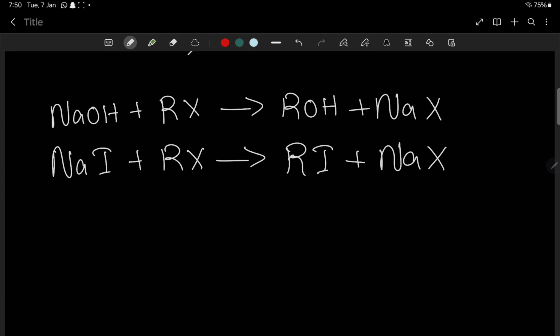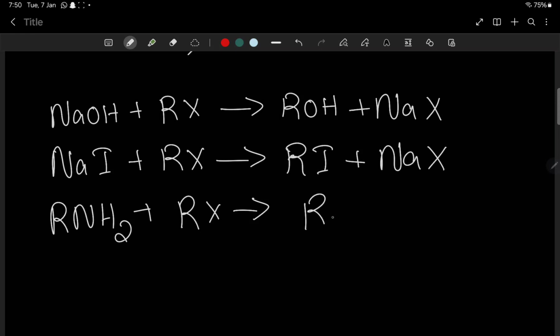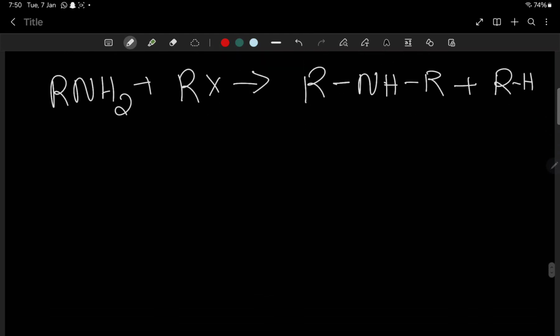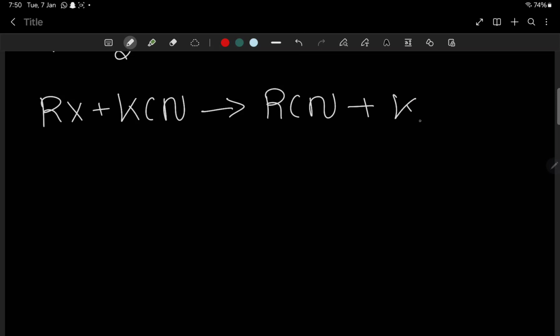Now next one is RNH2, that is amine, plus RX. What product are we getting? We are getting secondary amine as a product. The same reaction is there in the amines chapter that we wrote here. Now the next thing is the main thing, that is RX plus KCN. We get RCN, that is cyanide, plus KX.